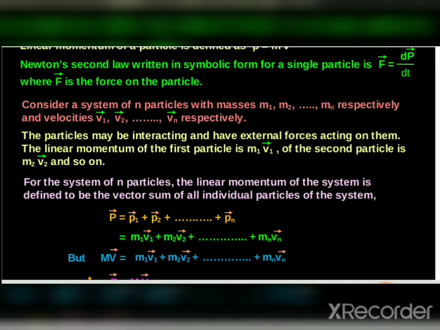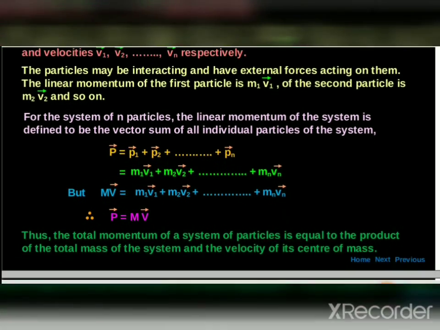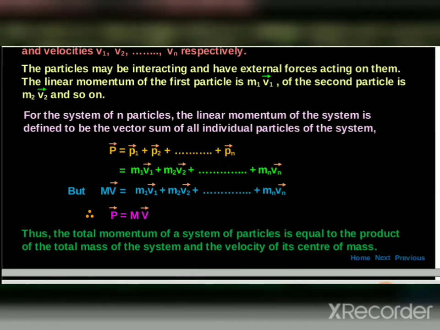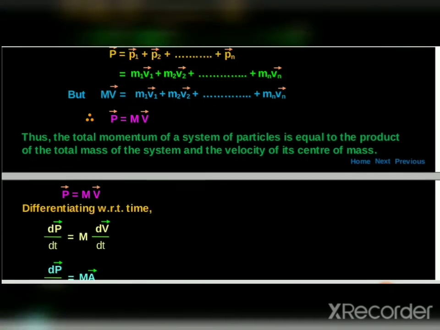Now in this case you can consider particles with masses and velocities, as you can see on the screen, and the momentum is written as P is equal to the summation of pi for i equal to 1, 2, 3, 4 and it goes on. So m1 v1, m2 v2, and it goes on, and so P is equal to M V. Thus the total momentum of the system of particles is equal to the product of the total mass of the system of particles and the velocity of its center of mass.